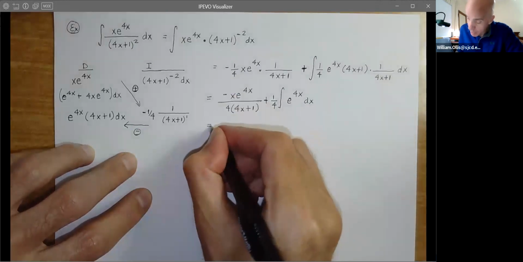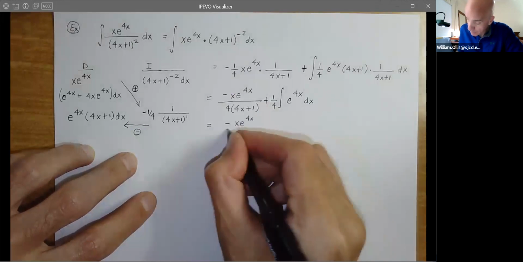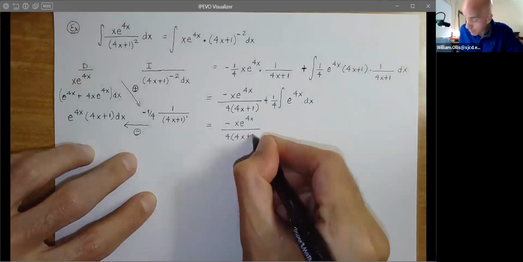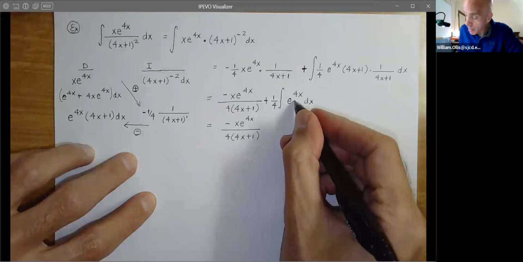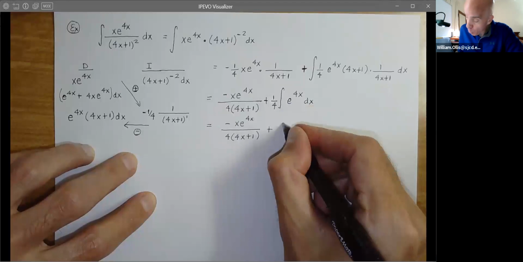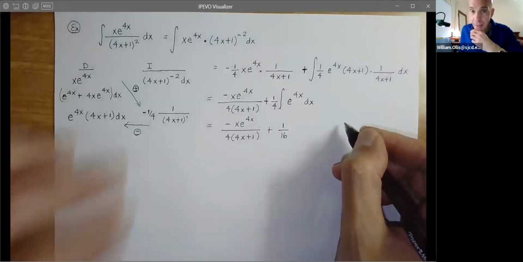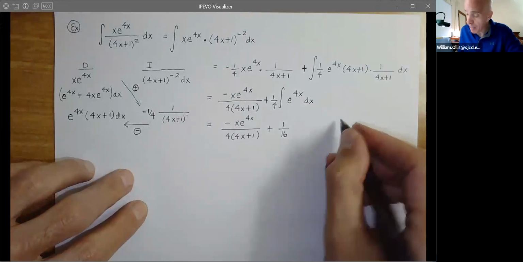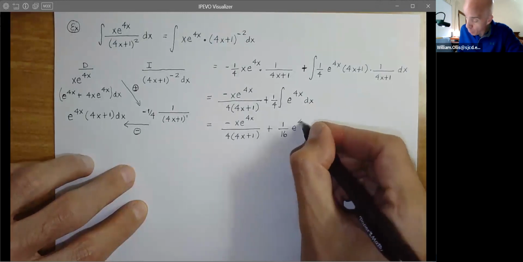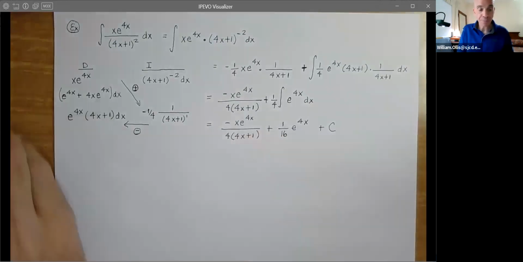So this will give us negative x e to the 4x divided by 4 times 4x plus 1. And now, of course, we get the 1/4 from this integral. So this is 1/4 times 1/4, which is 1/16. I feel like I can combine that step, ladies and gentlemen. I feel like you're okay with that. And this will just be e to the 4x. And then we have plus the obligatory constant.